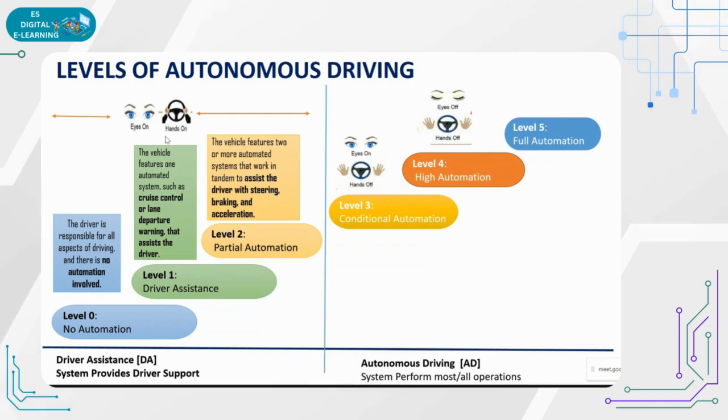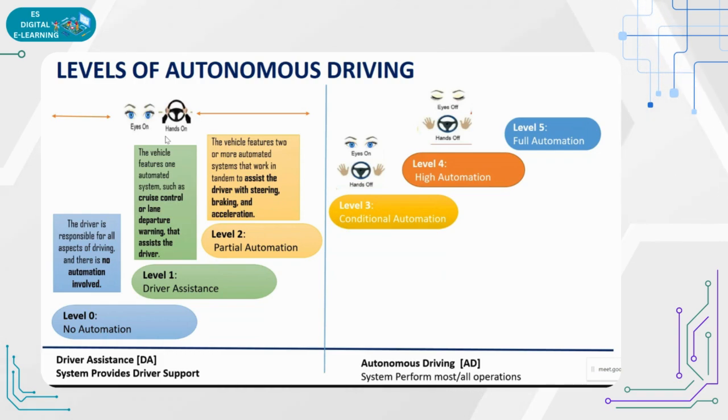The vehicle features two or more automated systems that work in tandem to assist the driver with steering, braking and acceleration, one after the other. So it helps support the drivers. Our cars are advanced, but we are working up to level 2 only. Now we are working on L3 software. Whatever I am working on currently, or you are going to work on, will be level 3 kind of software in future. Currently we are in L2 cars.